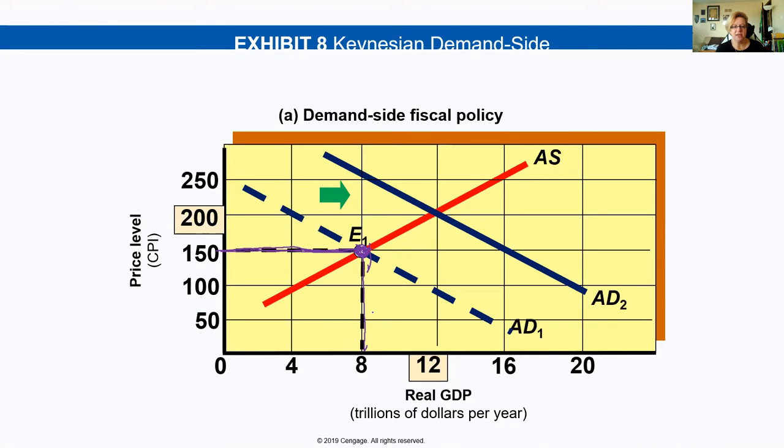Notice the effect of that is an increase in the price level. Prices will go up, but real GDP will go up as a result. And again, more than compensating for that increase in inflation, as we discussed in the previous objective. These are Keynesian, based upon John Maynard Keynes.